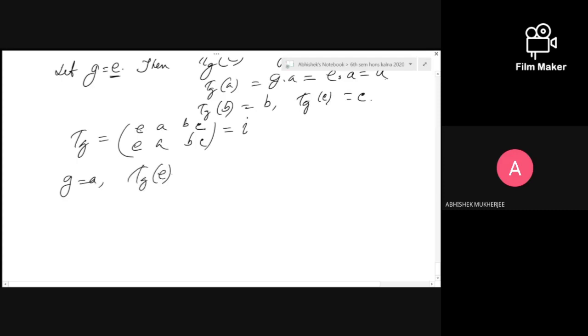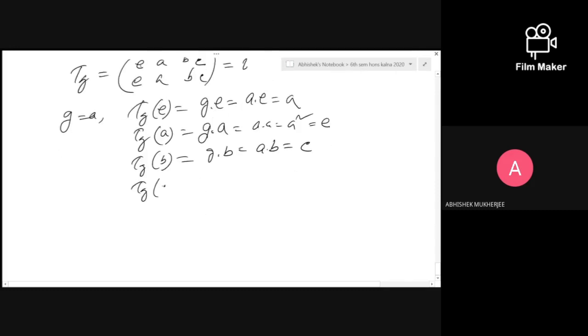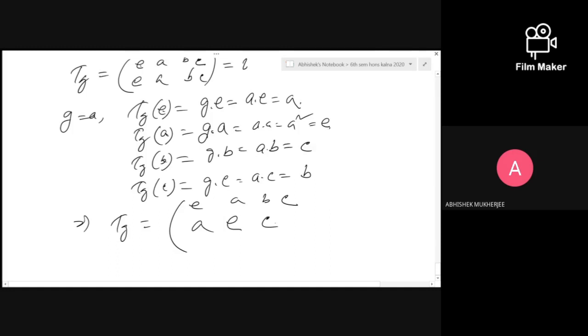Now we consider G equal to A. Then tau G E equal to G dot E, so that means A dot E, so it is A. What is tau G A? It is G dot A. G is A, so A dot A, it is A square, but A square is identity. Now tau G B is G dot B, that is A dot B, but AB is C. Tau G C is G dot C, that is A dot C, and A dot C is B. So this implies tau G can be written as (E A)(B C). E goes to A, A goes to E, B goes to C, C goes to B. That is the product of 2 cycles.